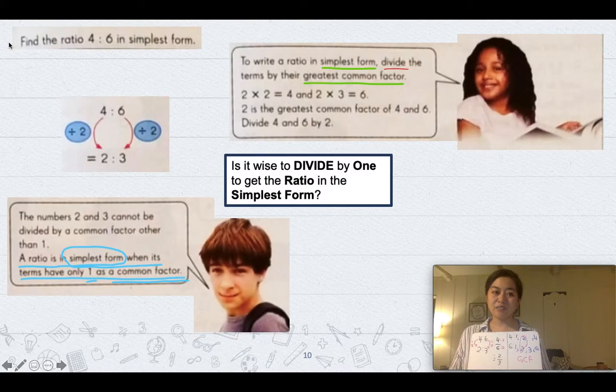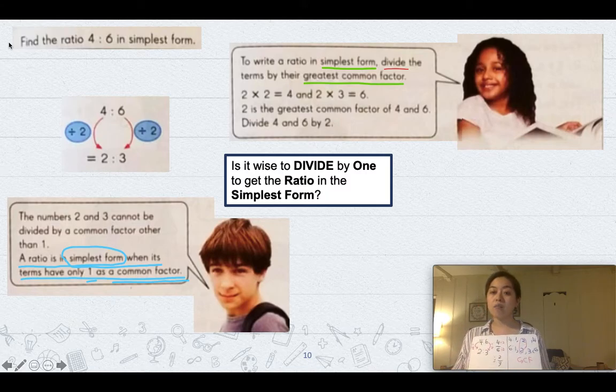Well, I would say no, because it's still the same ratio, right? If I divide 4 by 1 and 6 by 1, I still get 4 to 6. It's the same, right? Same thing here. If I have this as a fraction, 4 divided by 1 and 6 divided by 1 is still 4/6. Do you see that? So although it is a common factor, it's just not wise to use it. It won't change your ratio at all.